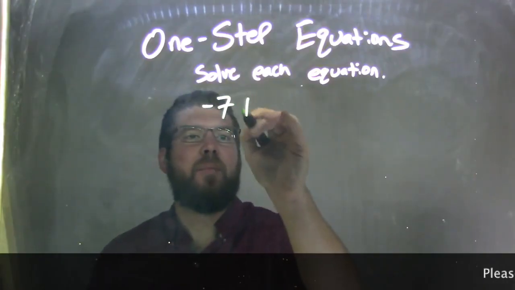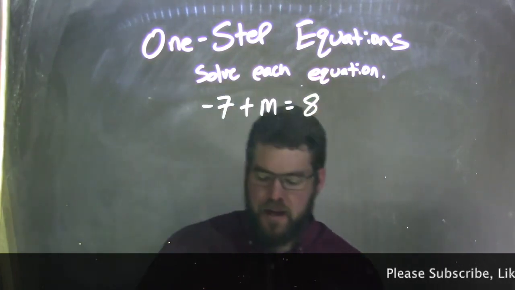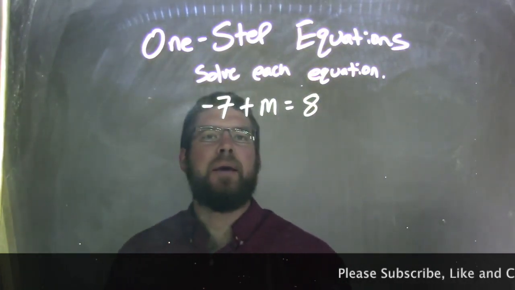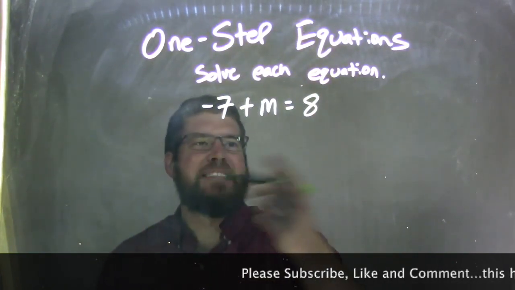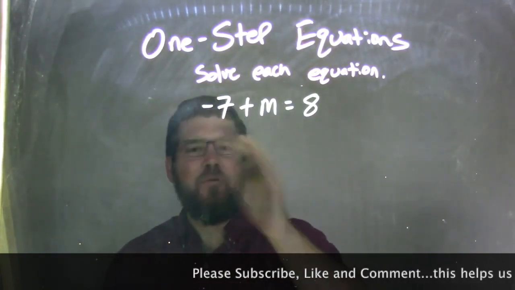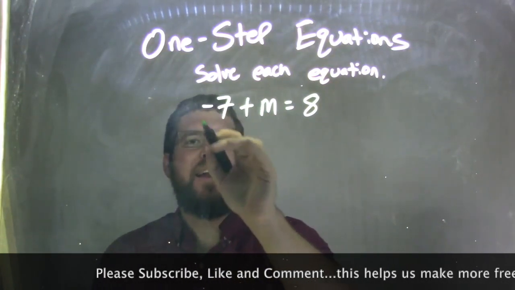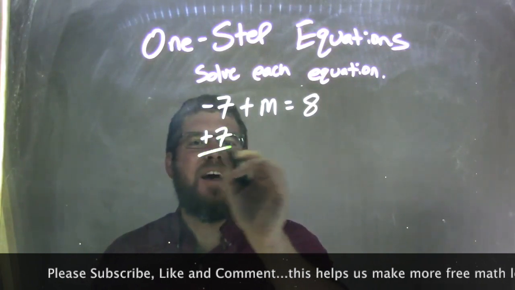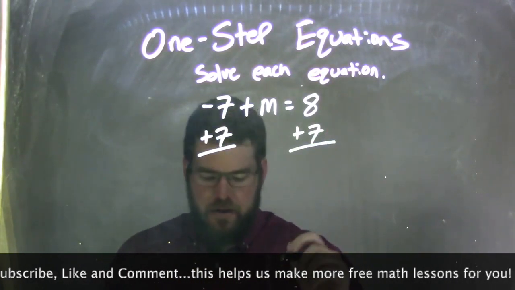Negative 7 plus M equal to 8. So negative 7 plus M equals 8. Well, I see there's that negative 7 out there. And I know the opposite of that negative 7 is adding a 7 to both sides. I could have rearranged it, and I've done that in other videos. But this one I'm not going to. That negative 7, all I have to do is add a 7. I know that's going to cancel out that negative 7. Add a 7 to both sides, okay?